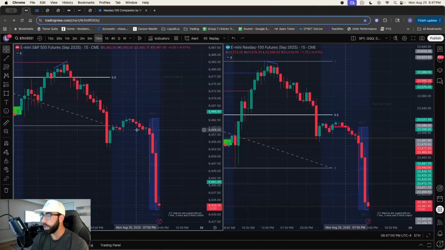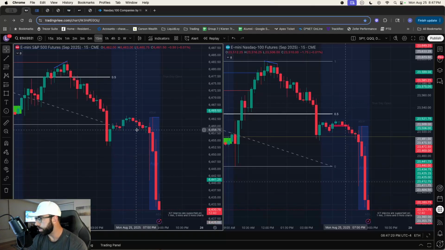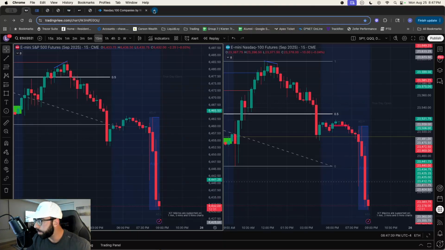But with NQ, it's different. It's not $50 for every point or dollar moved. On NQ it's 20, so the micros are 2. Every tenth of the mini is $2. So when you take one contract on MNQ, you're making or losing $2 for every point, every dollar gained or lost on the chart.